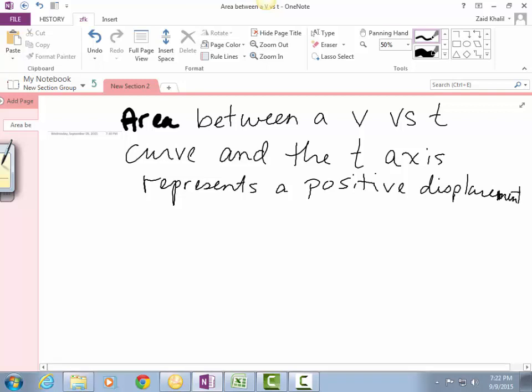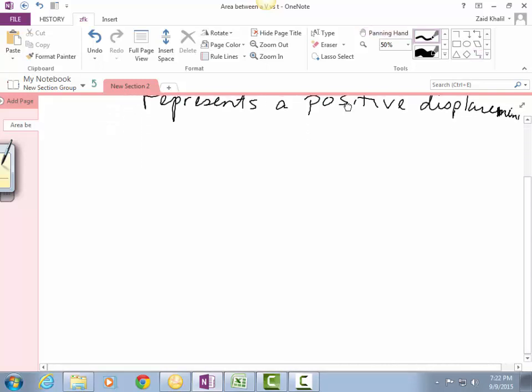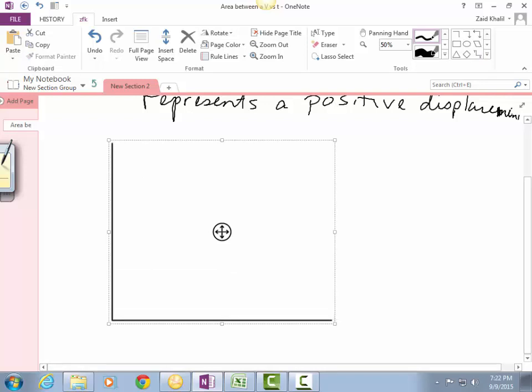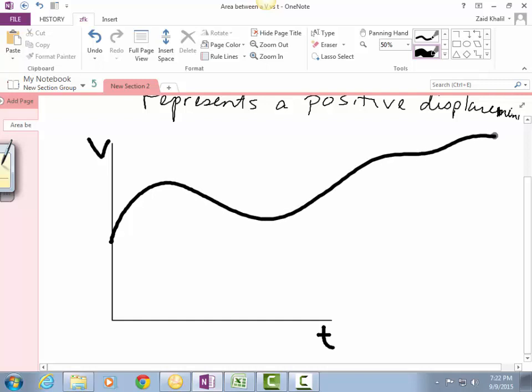This is not obvious at all. So let's actually go through and understand why this is the case. If I look at a velocity time curve, I'll draw it. And I wanted to know what the area was.